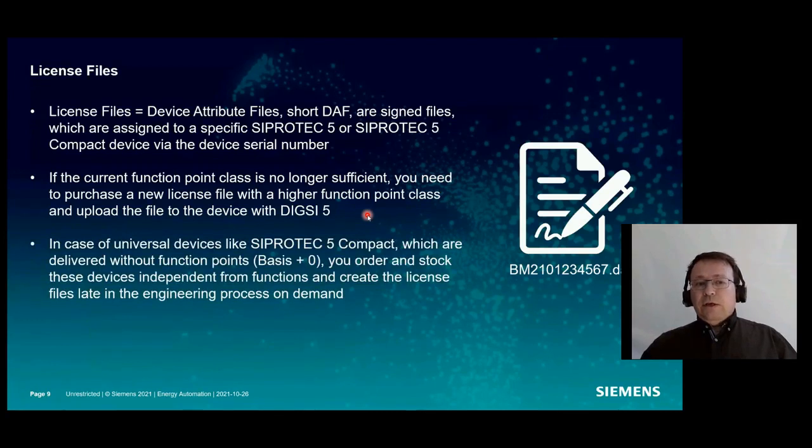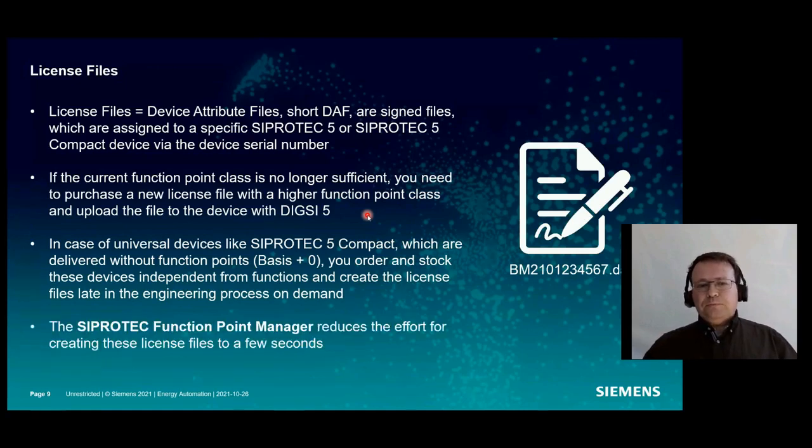In case of universal devices like SIPROTEC 5 Compact, which are delivered without any function points, you order and stock the devices independent from functions and create the license files late in the engineering process on demand. If you have a budget available in your function point manager account, then you can create these license files within seconds. The function point manager reduces this effort.